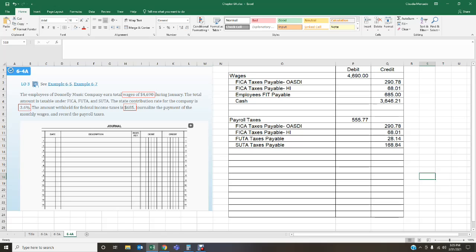Okay. So that is the final problem that I'm going to be covering for this particular week's assignments.